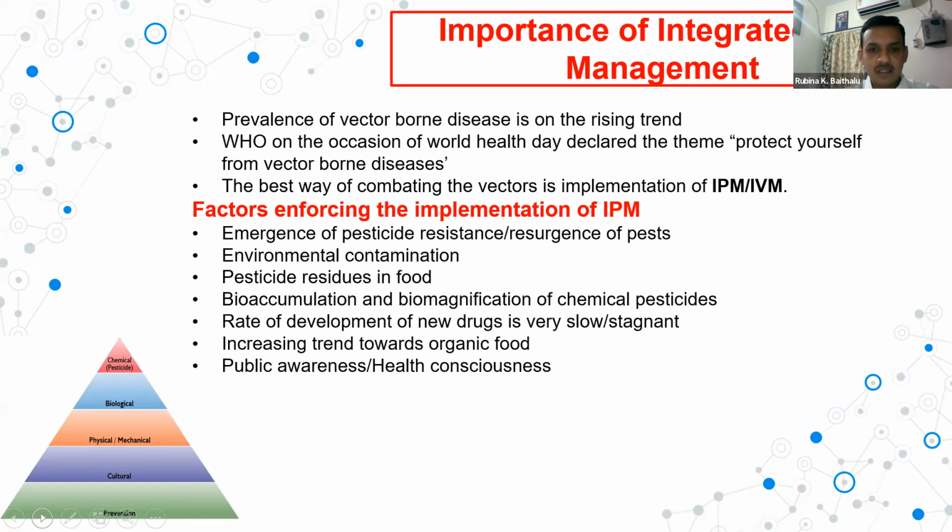So what are the factors that enforce the implementation of integrated pest management? Now, there is emergence of pesticide resistance or the resurgence of the pests. There is environmental contamination due to the rapid use of these chemical acaricides. There are pesticide residues in the food. There is bioaccumulation and biomagnification of the chemical pesticides.